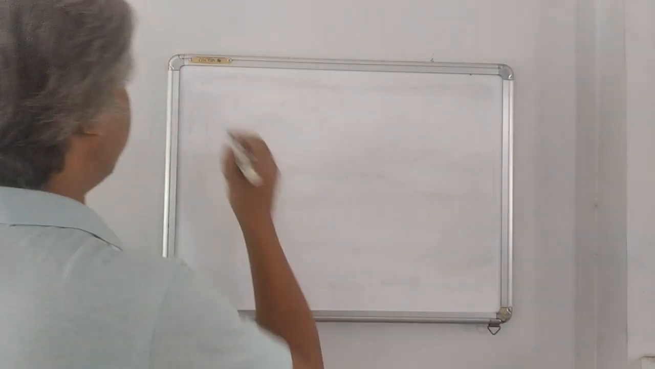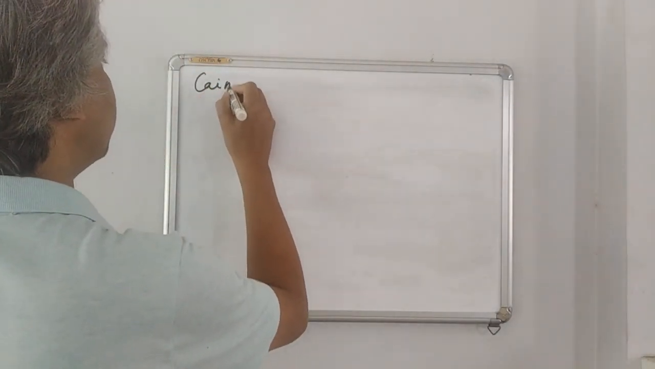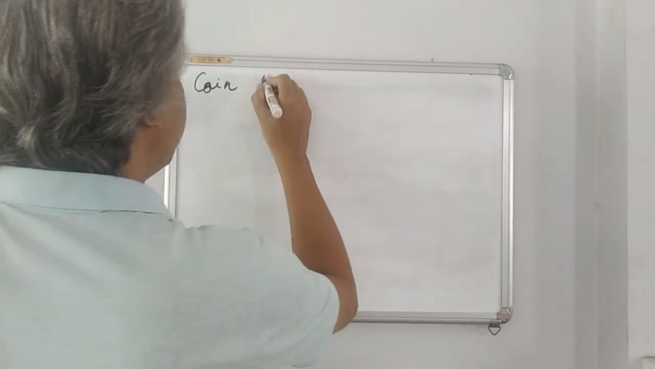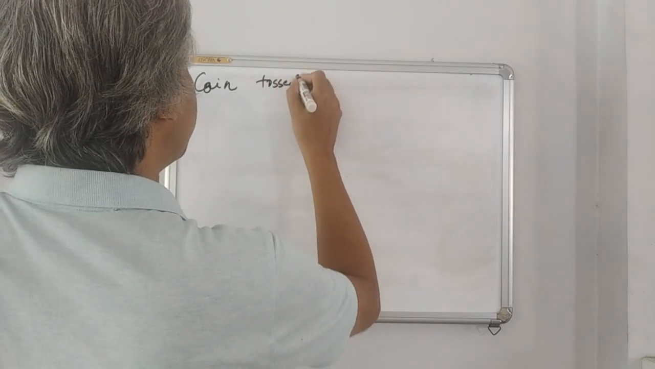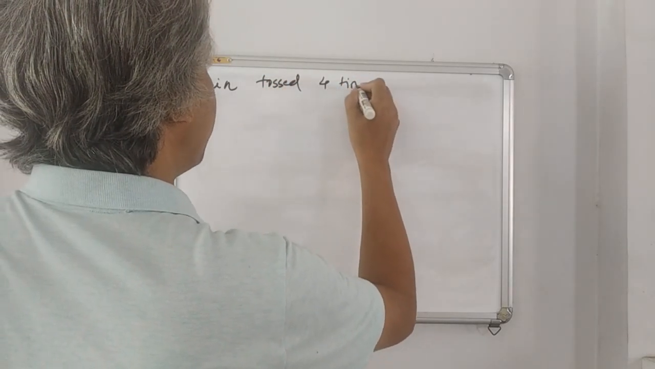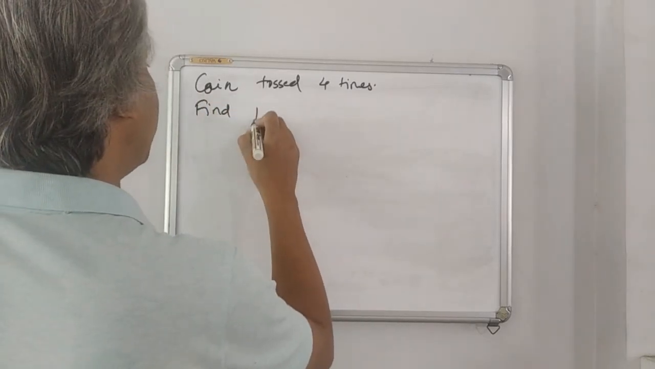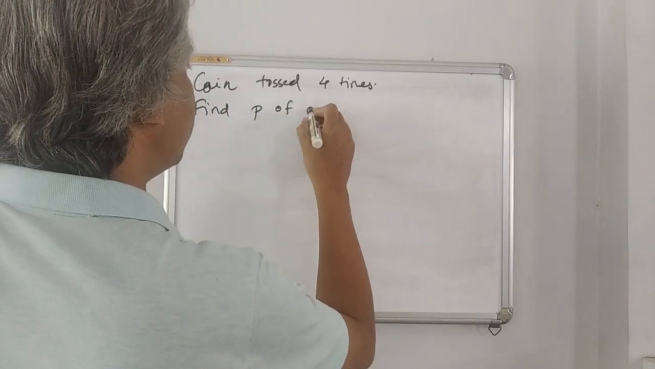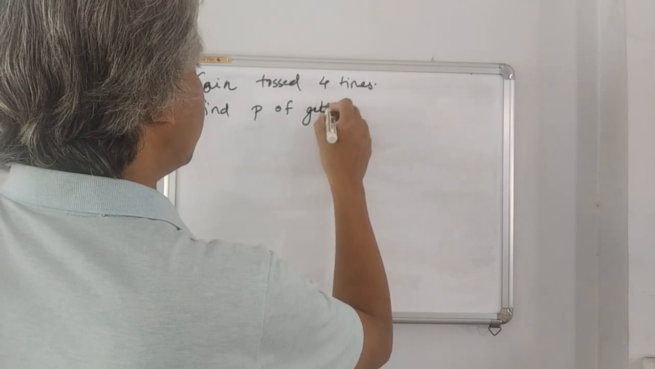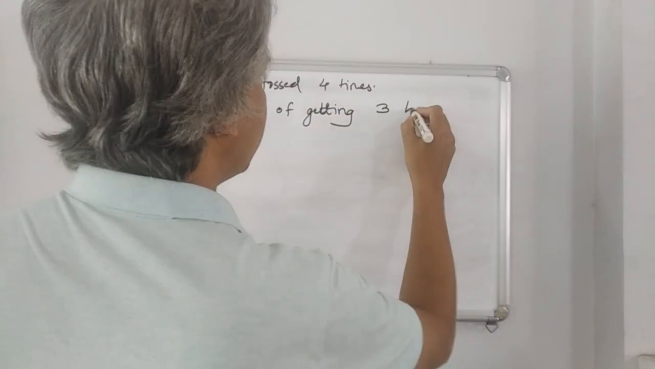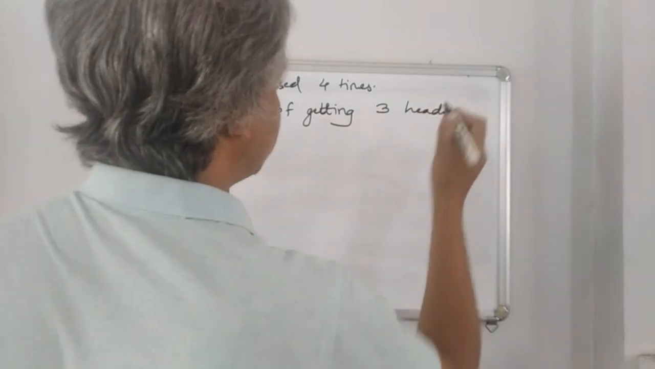So there is a coin, a fair coin, and the coin is tossed 4 times. Find the probability of getting 3 heads.